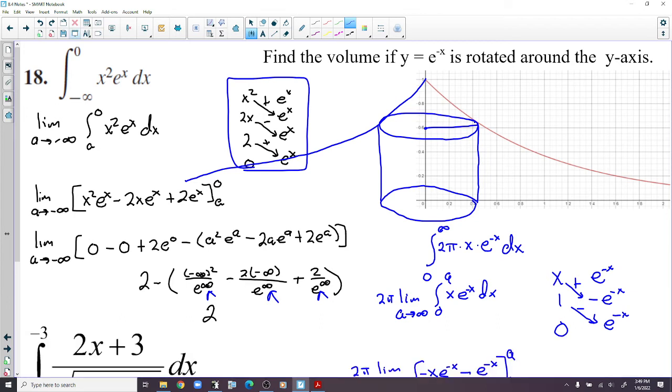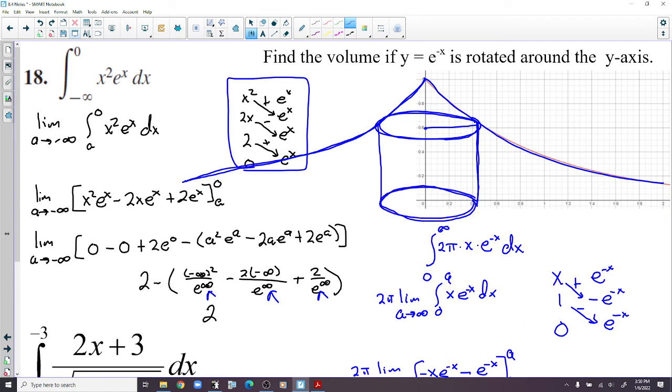This problem to the right says find the volume if y equals e to the negative x is rotated around the y-axis. Here is the graph of y equals e to the negative x. And here's the halfway around, rotating it. And we're going to do this using cylinders so that we don't have to get x equals. So we're going to do shell method.